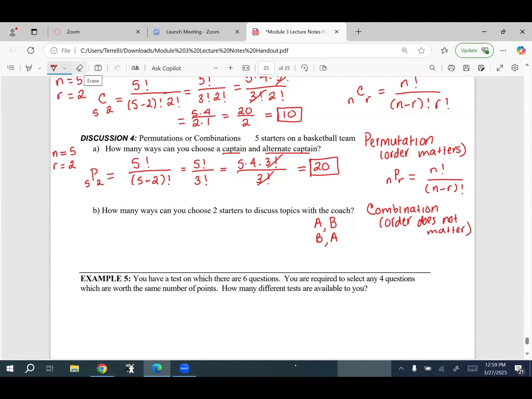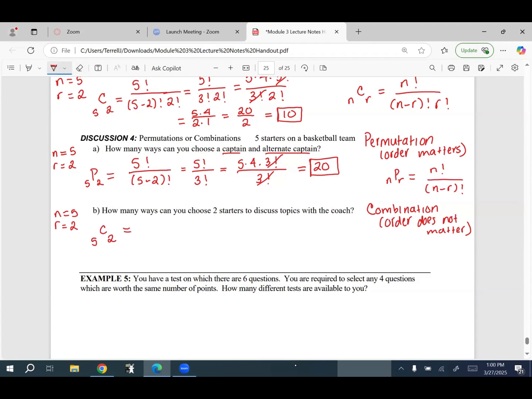A and B, and B and A, they still count as the same 2 groups of people. So this is a combination problem. My N is 5, and my R is 2, since I'm selecting 2. So I'm doing 5C2.